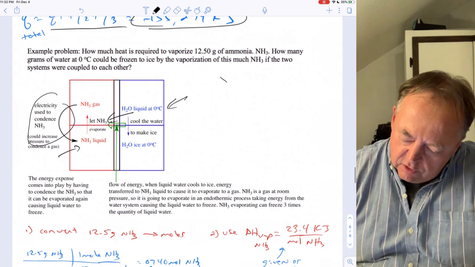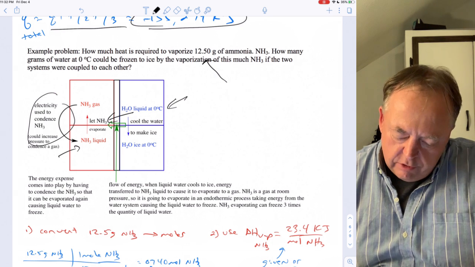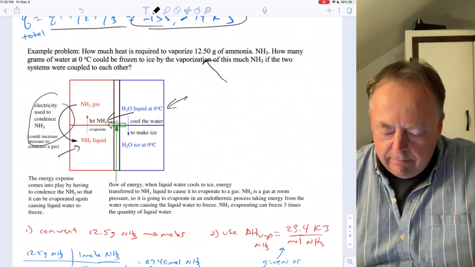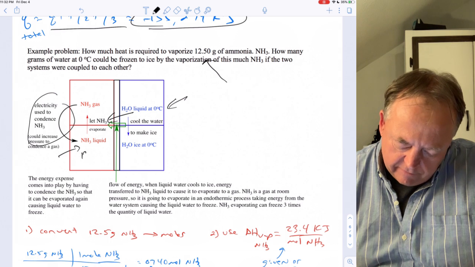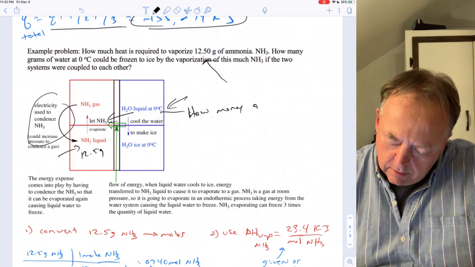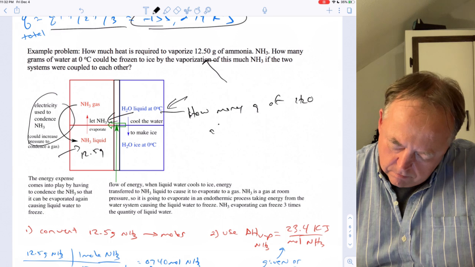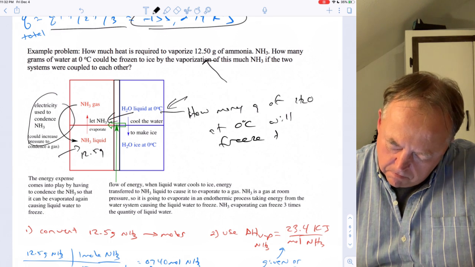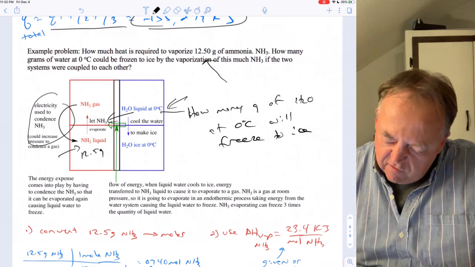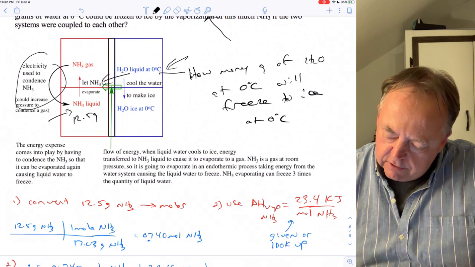Okay, so if you had 12.5 grams of ammonia, how many grams of water at 0 degrees Celsius could you freeze to ice by evaporating the 12.5 grams of ammonia? So how many grams of water at 0 degrees Celsius will freeze to ice at 0 degrees Celsius?